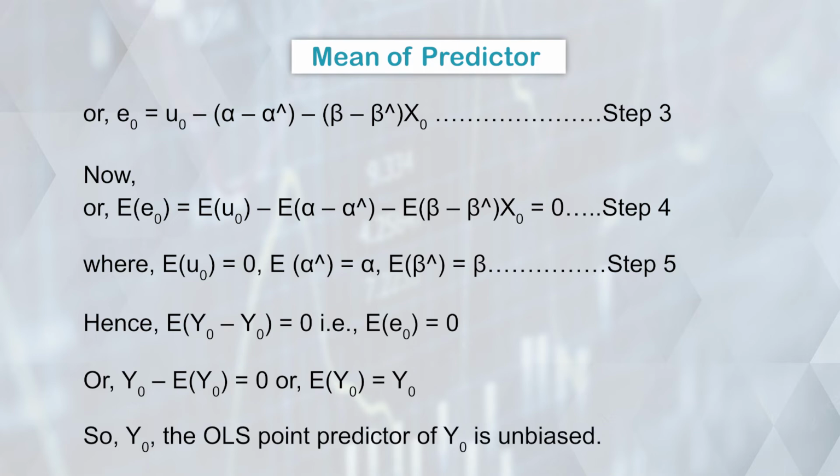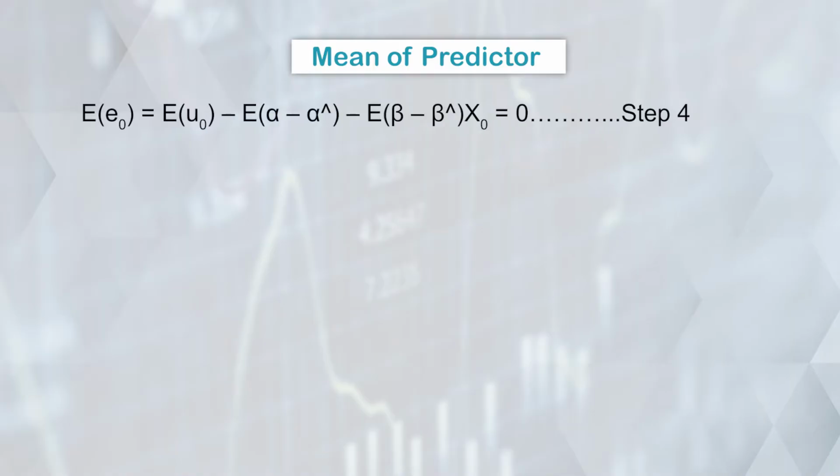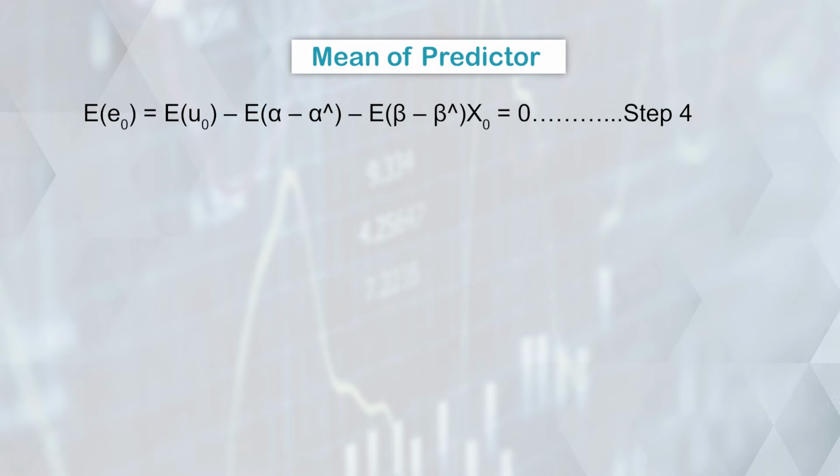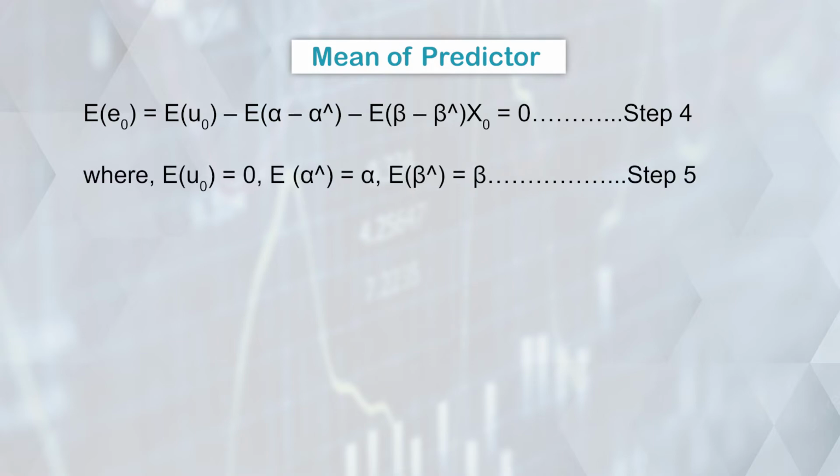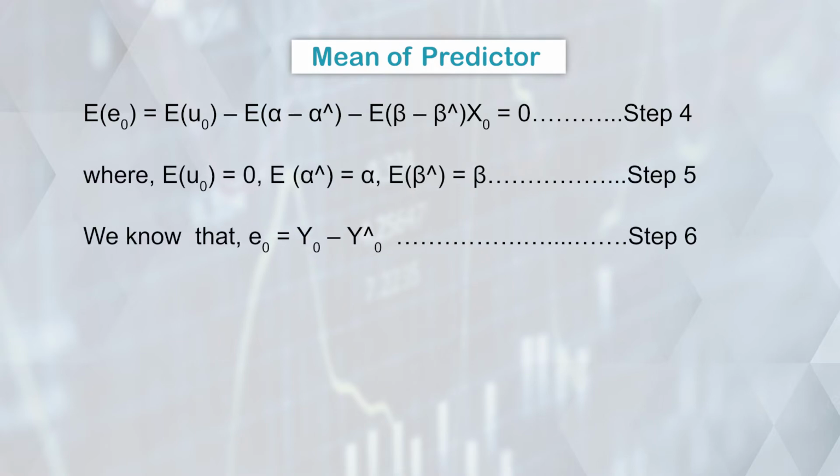So y0 hat is the OLS point predictor of y0, and that is unbiased. Thereby we can say that this is also following the BLUE property, as is done under alpha hat and beta hat. In order to find the mean of the predictor, we considered step 4 once again to find the expectation of E0, which is equal to 0, and this is already done in step 5. Now we are writing step number 6 again. Why? Because this E0 is again written in step number 6.